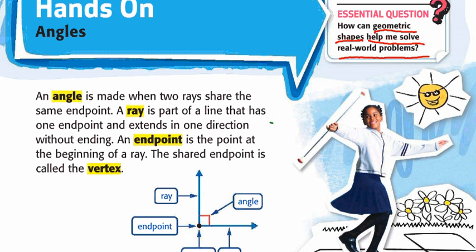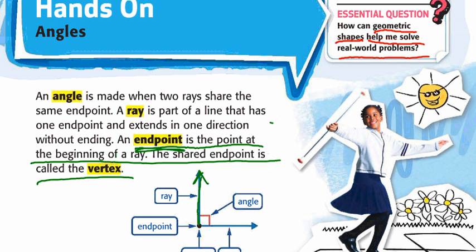So now what we can do is call that endpoint where they meet a vertex. It's the shared endpoint that is called a vertex. So again, you have your ray and your ray. We have the angle. We have the endpoints, and this endpoint right here, that is what we call the vertex.